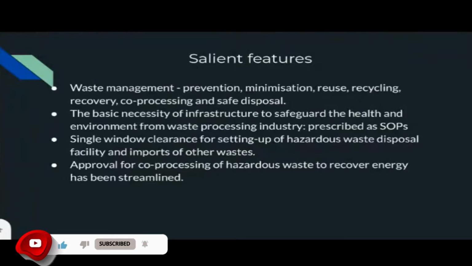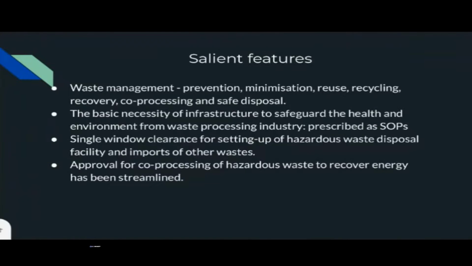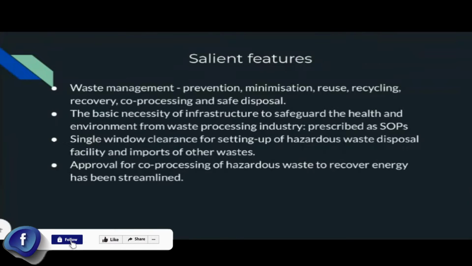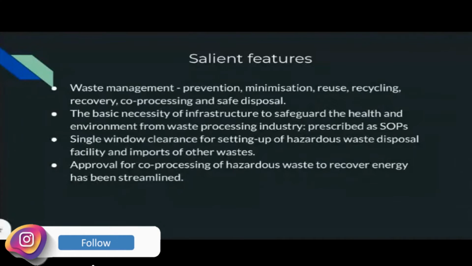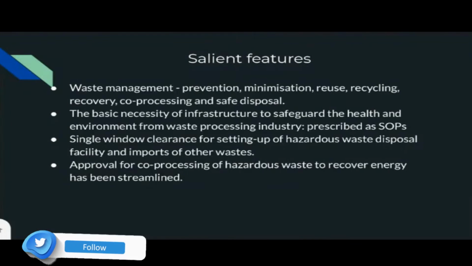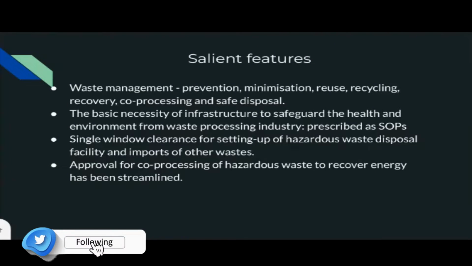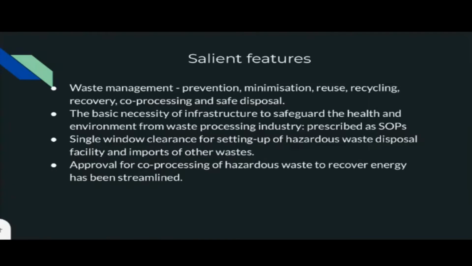So when we look at this rule, the first thing which strikes us is that the provision for waste management is included in a hierarchical form. That is, the most effective way to prevent this hazardous waste is given the first preference, that is prevention. Prevention of hazardous waste is given first preference. Then comes the next one, that is minimization of hazardous waste. Then comes reuse, then recycling, then recovery, co-processing, and then safe disposal. So the most effective way to reduce hazardous waste is given first preference in this rule.